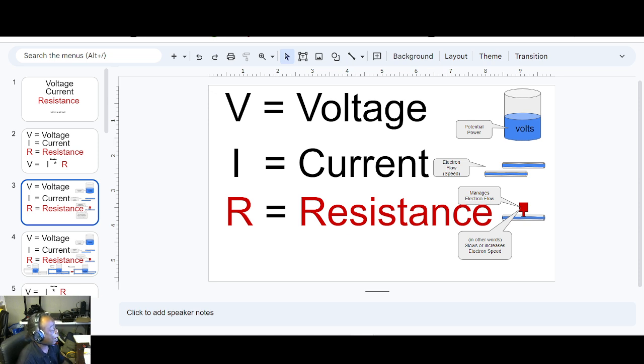Okay, now what manages how much water flow you have is the resistance. Resistance manages the water flow. In our case, it's actually electron flow. In other words, it slows or increases the electron speed through the wires, just as though you were controlling the speed of the water through the pipes.